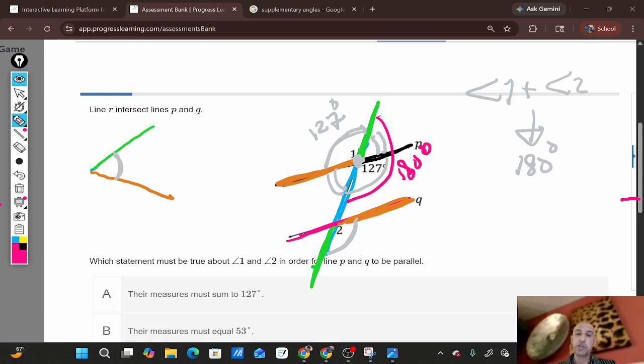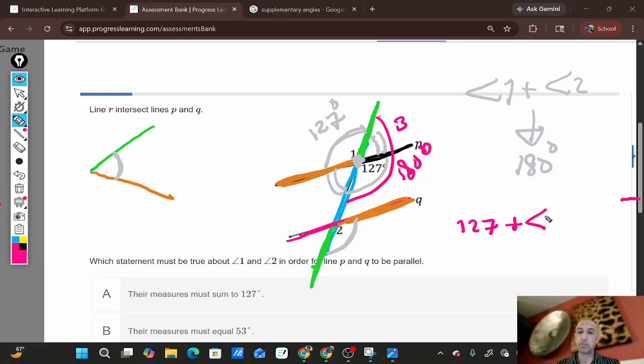Okay, so 127 plus, let's talk about this angle as angle 3, which is this angle. Okay, this is angle 3. So 127 here, 127 like this. If you add it to angle 3, you will end up with 180 as summation.